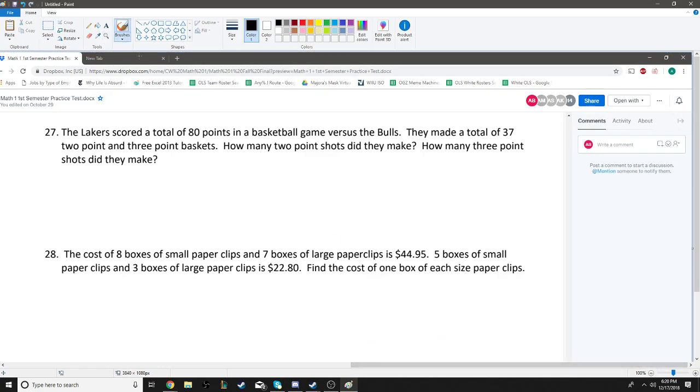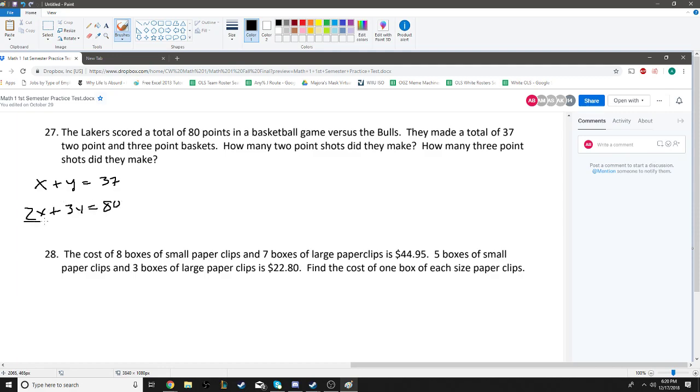Okay, Lakers scored a total of points. I gave you guys this equation in class. I want to write this over here actually. x plus y is equal to 37. And x was worth 2 points. The y baskets were worth 3 pointers. And we got a total of 80 points.